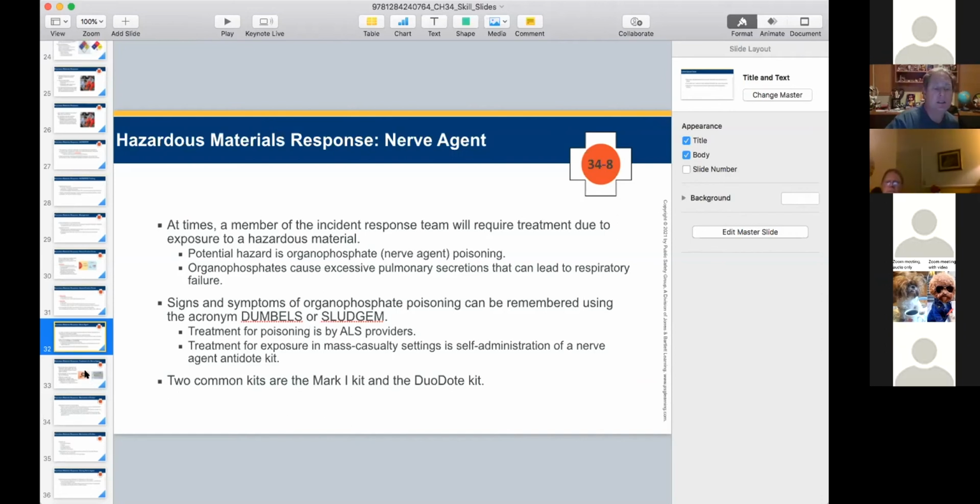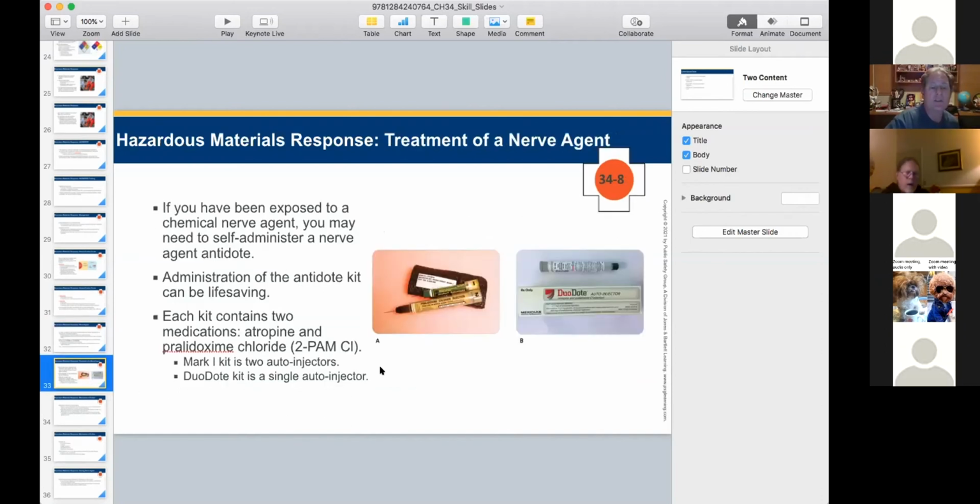Mark 1 or a duplicate. This is issued to all firefighters on the departments in the valley and the FEMA teams. So when we go out on deployment, we're given these auto ejectors. They're designed to go through your clothing. So the needles are pretty hefty.